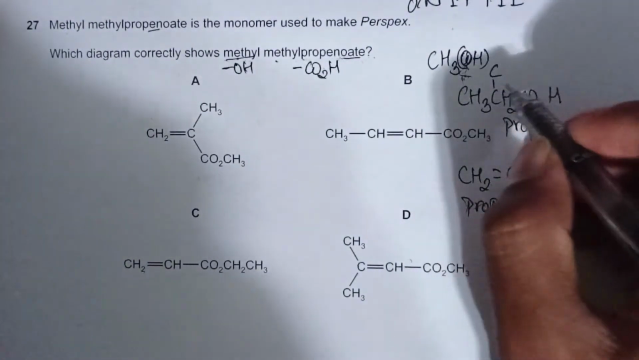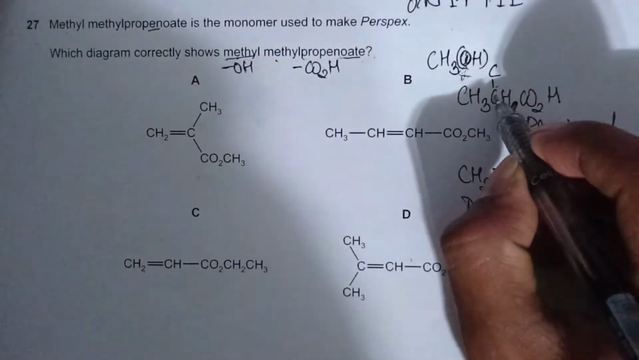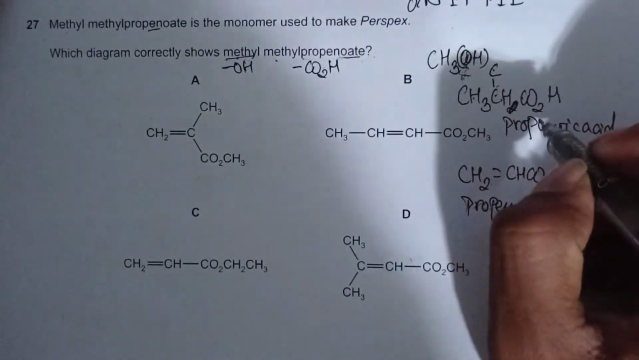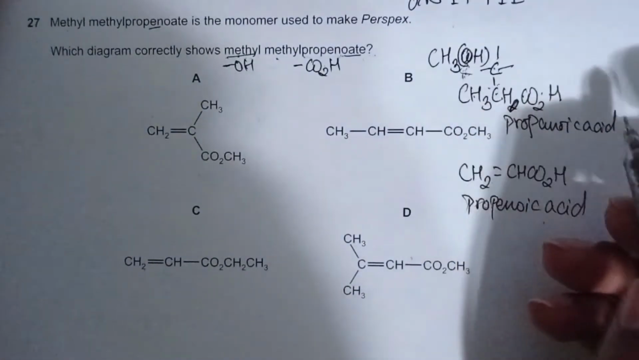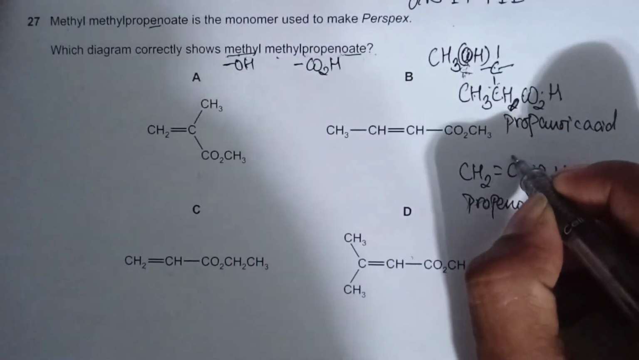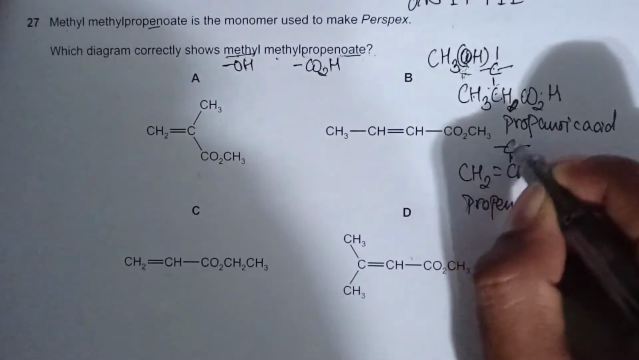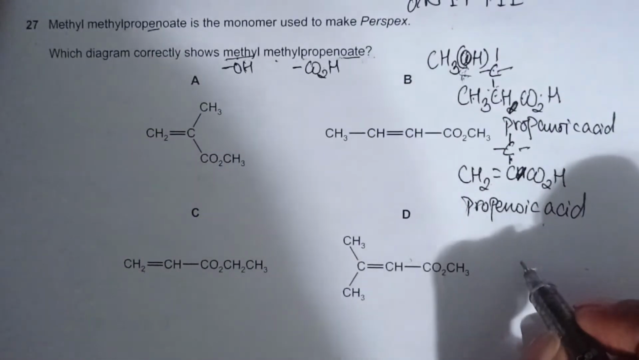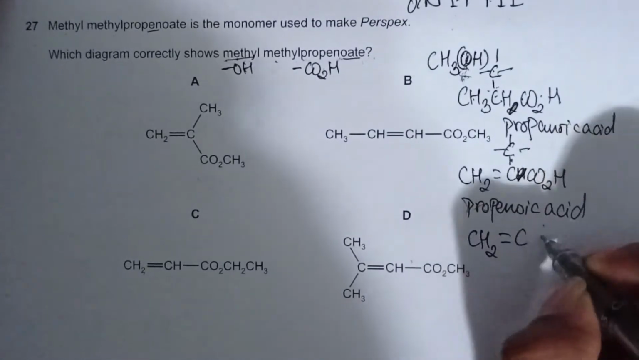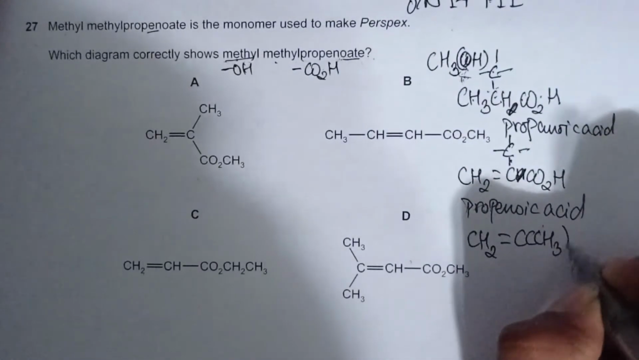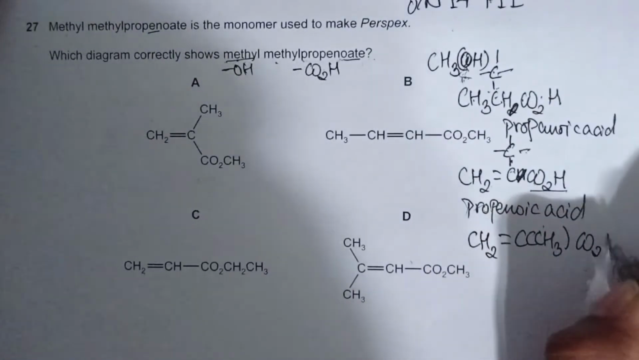So methyl propenoic acid is this structure where we remove one hydrogen. This carbon has 1, 2, 3, 4 covalent bonds, and CH3 here. So if we write the structure, it's CH2=C(CH3)CO2H, so this is CH3 and CO2H.